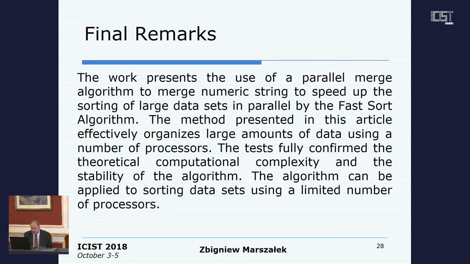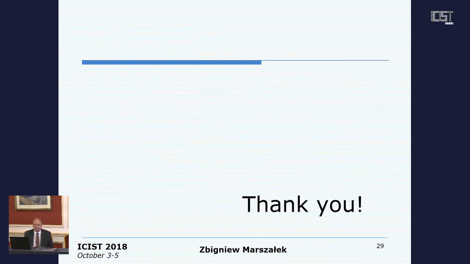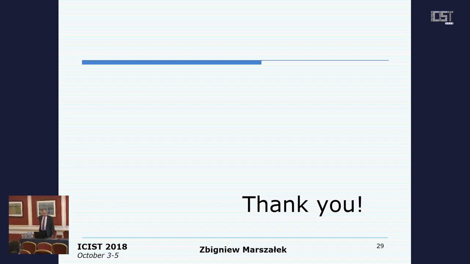The work presents the use of a parallel merge algorithm to merge numeric strings to speed up the sorting of large data sets in parallel by the fast sort algorithm. The method presented in this article effectively organized a large amount of data using a number of processors. The test fully confirmed the theoretical computational complexity and the stability of the algorithm. The algorithm can be applied to sorting data using a limited number of processors.